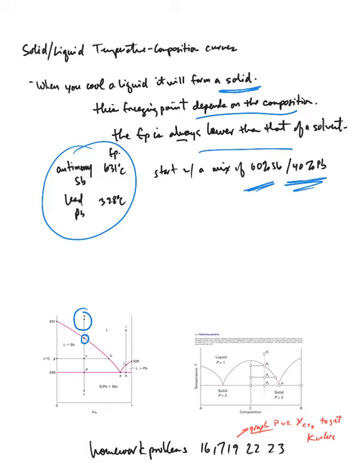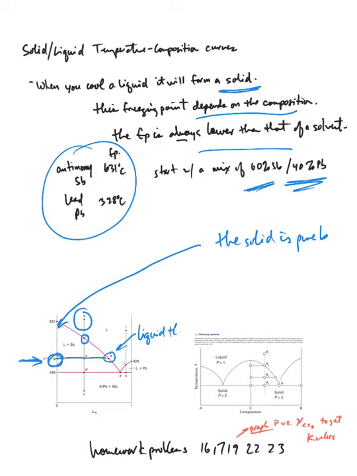So this is what's interesting, though. At point B, the solid is pure antimony. So what this is saying is, let's say I cooled my mixture down to whatever this temperature is. The solid that would appear would be pure antimony. The liquid that remains would have this composition. So that's the liquid that remains, and then this is the solid. It's kind of cool.